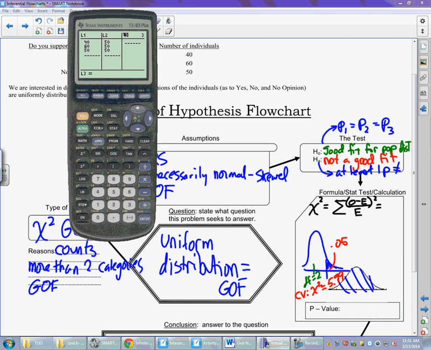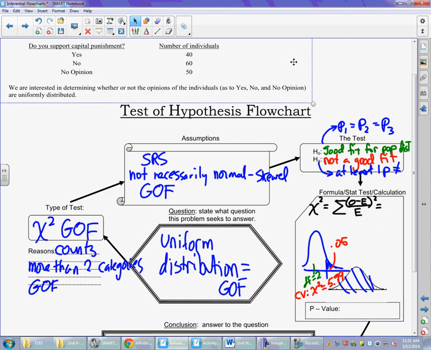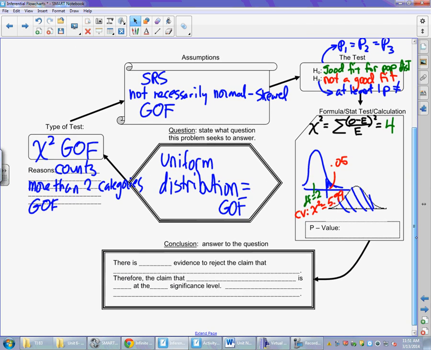All right, so we need O minus E squared divided by E, so, oops, not a second, just enter. So L1 minus L2 squared divided by L2. So we get the sum of that, which I don't think we need to use the sum feature for. So that would be a 4. Which does not make it to the rejection area. So we would not reject the null hypothesis.